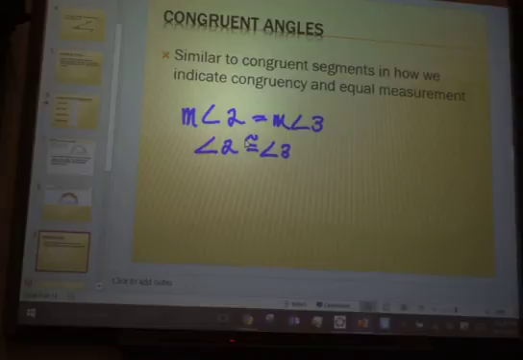And remember what that means is that if I have the picture of angle 2, I could cut it out like a cookie cutter, lay it on top of angle 3, and they're going to match up perfectly. Does that make sense, everybody? Okay.